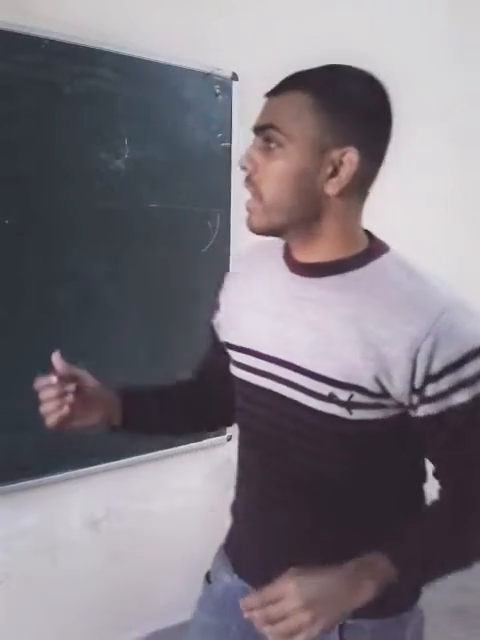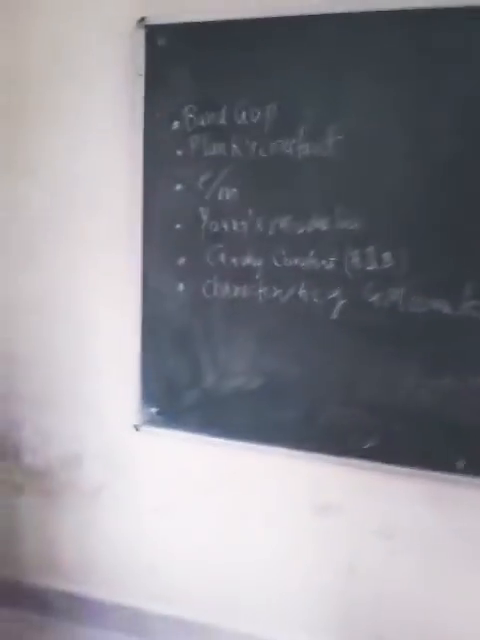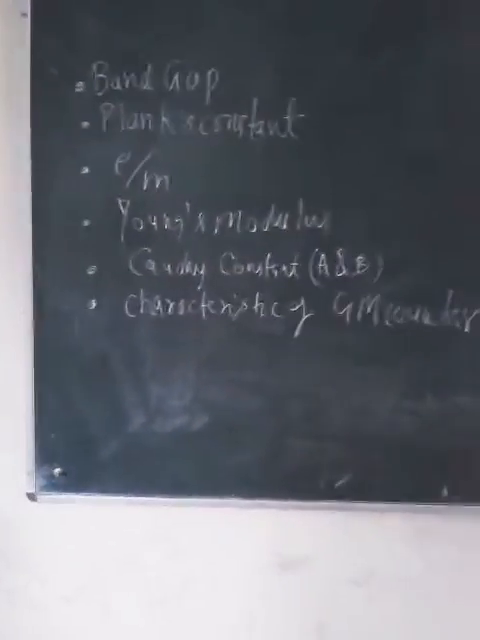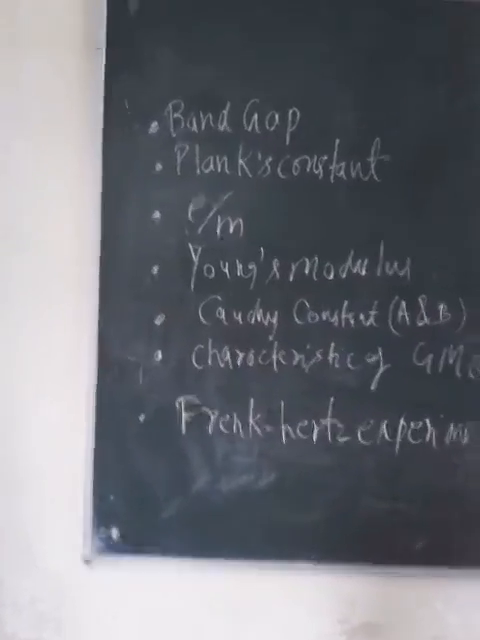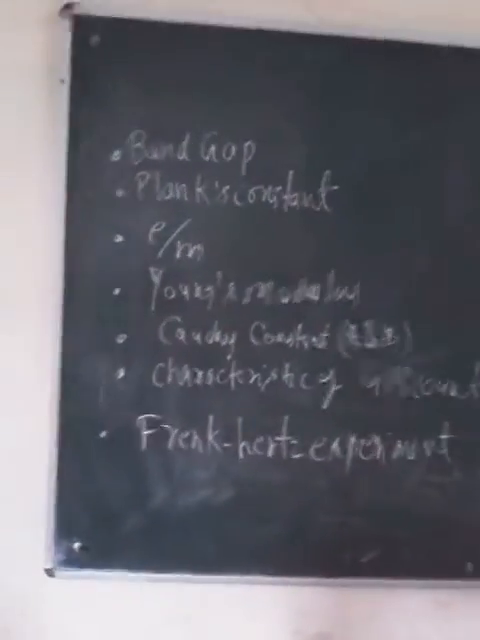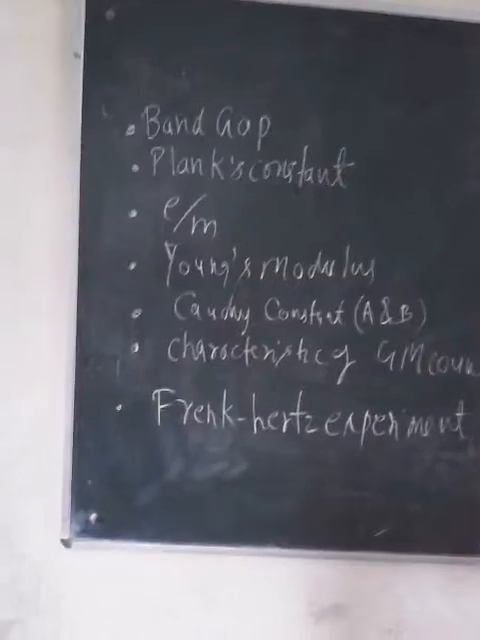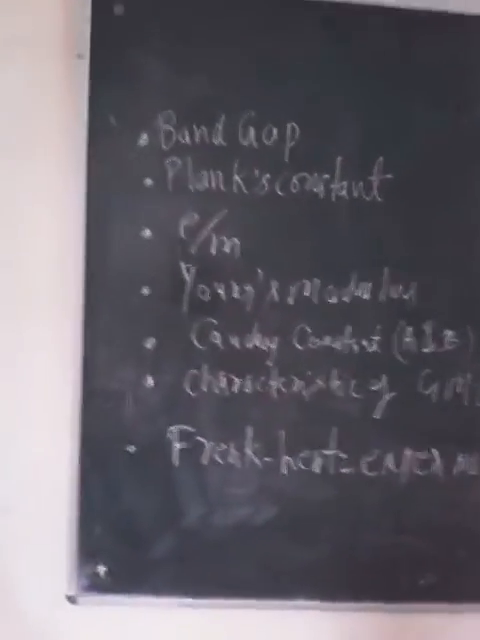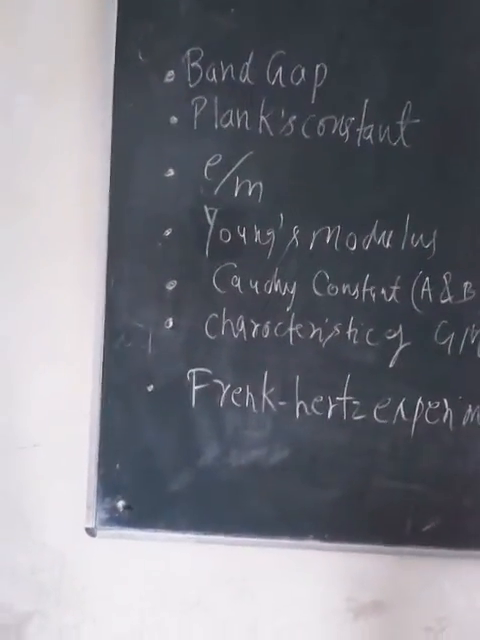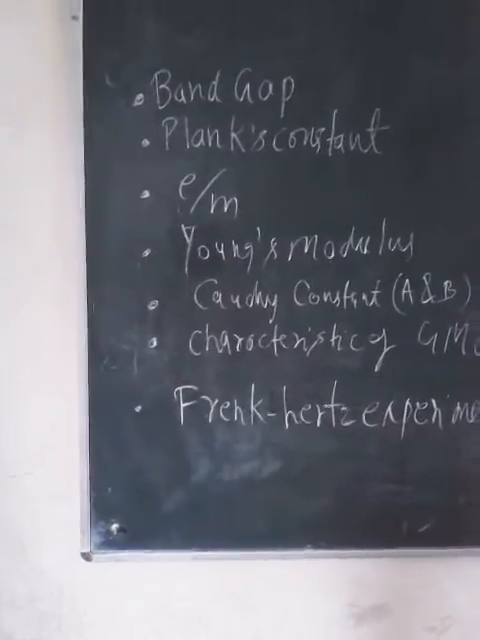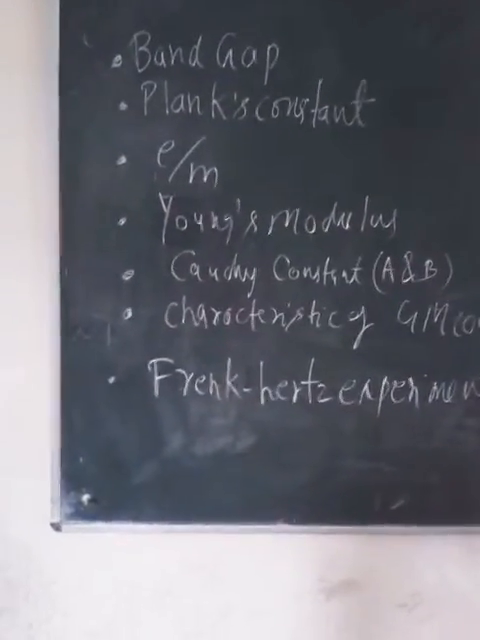Okay, so these are the experiments I will discuss. The first experiment I will discuss is band gap. In this experiment, I have to determine the band gap of a semiconductor using the junction diode. And the second experiment is Planck constant.